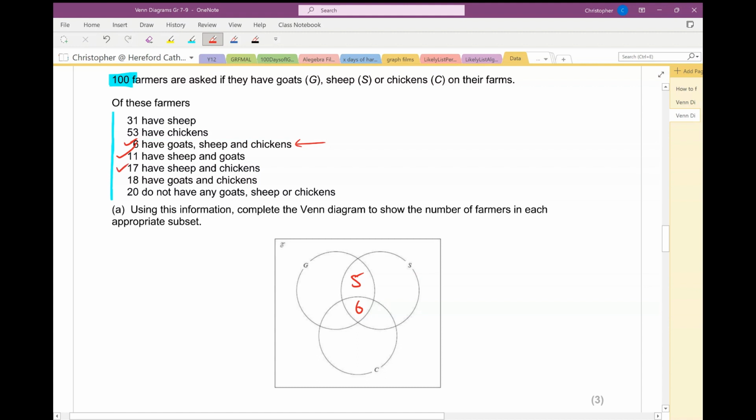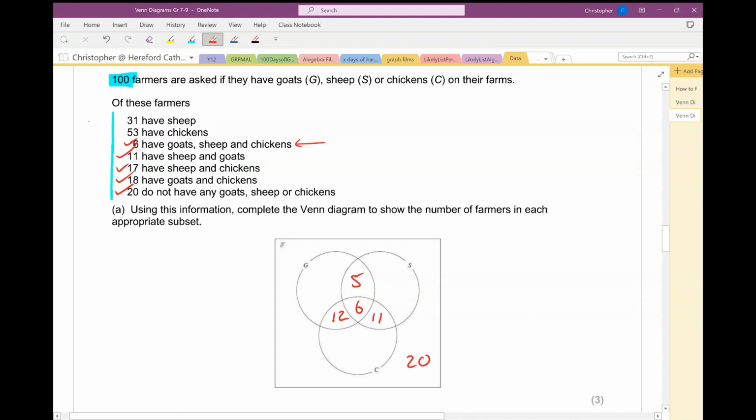17 have sheep and chickens. Here we are, 17, so 11 have sheep and chickens because 6 have sheep, chickens, and goats, so they also have sheep and chickens. 18 have goats and chickens. Goats, chickens, I've already got 6 of them, so 12 must be there. 20 do not have any goats, sheep, or chickens. They go here. Right, well, I haven't filled in everything yet, but let's go back to the beginning, shall we?